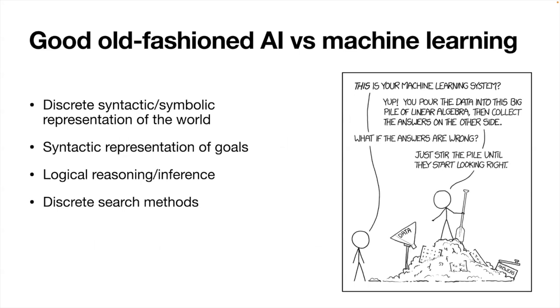So just so we know what we're talking about, good old-fashioned AI can mean a lot of different things, but it generally means that you have some kind of discrete, maybe syntactic or symbolic representation of the world and your goals, and you're doing some kind of syntactic or logical inference or discrete search, these types of methods. Of course, this is a huge field, spanning many decades. Arguably, the entire field of computer science is basically an offshoot of AI research.